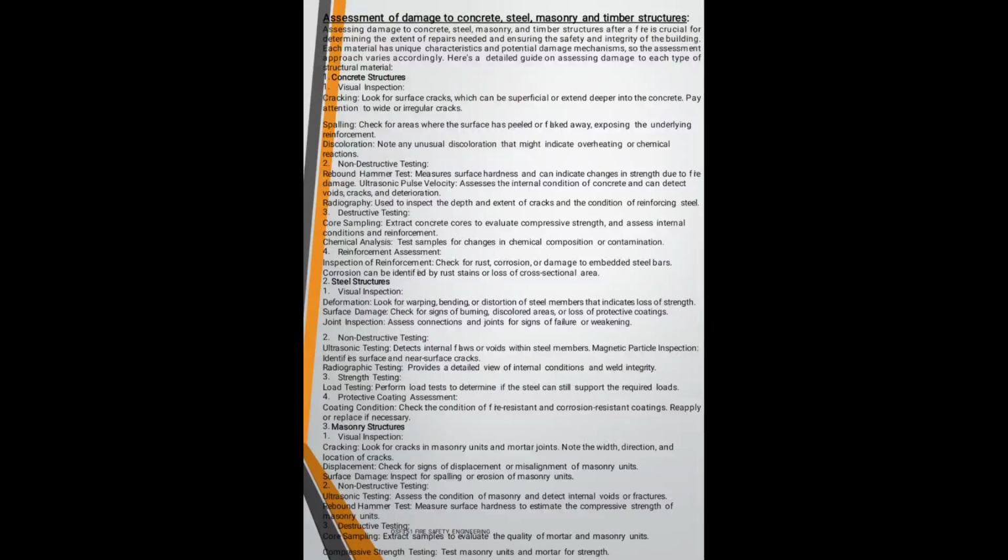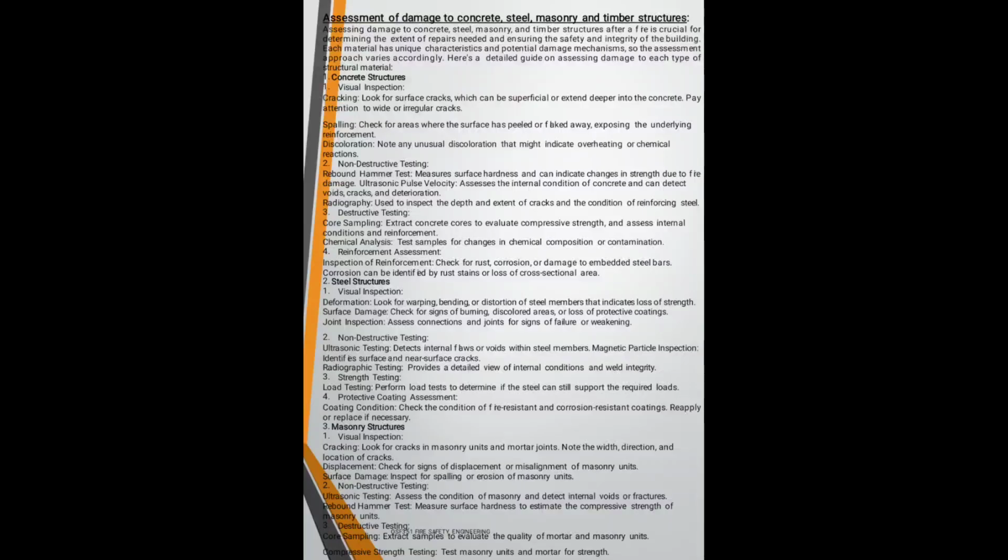Then non-destructive testing. Rebound hammer test. This is one of the tests for finding the concrete hardening strength. It measures surface hardness and can indicate changes in strength due to fire damage. Next one of the tests is the ultrasonic pulse velocity test. It assesses the internal condition of concrete and can detect voids, cracks and deterioration. Then destructive testing, core sampling. Extract concrete cores to evaluate compressive strength and assess internal condition and reinforcement.